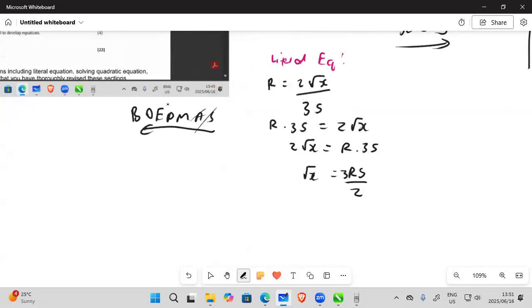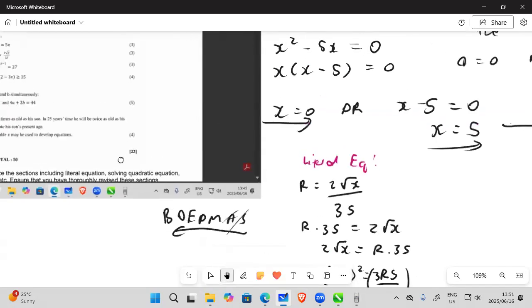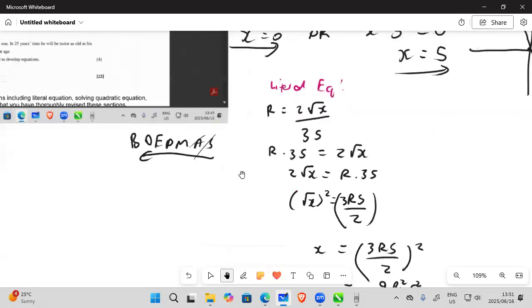And then now what do we have here? We have exponents. How do you get rid of a square root? You square both sides. So if I square both sides, I'm left with x is equal to (3rs over 2) all squared. And if I do that, then we'll have 9r squared s squared over 4. Done. Simplified. Right, but I go into much more depth in the videos about literal equations.